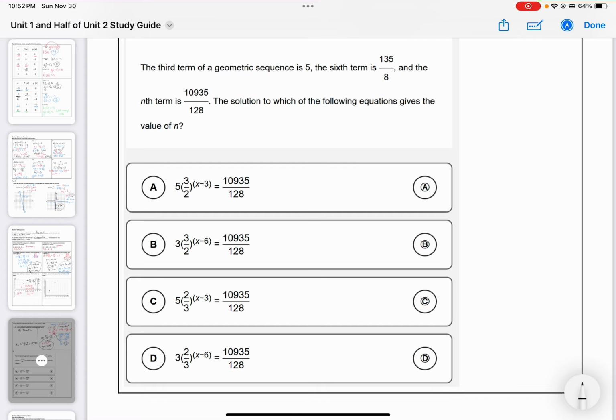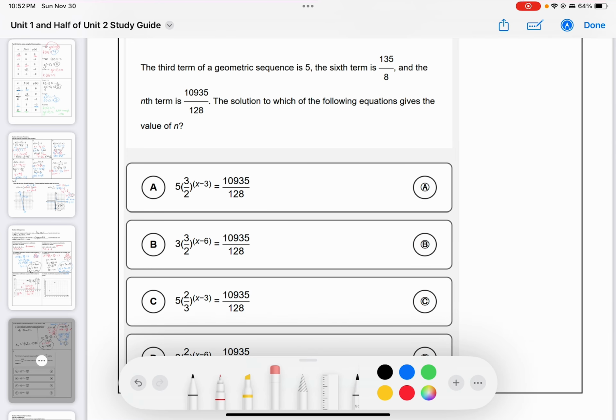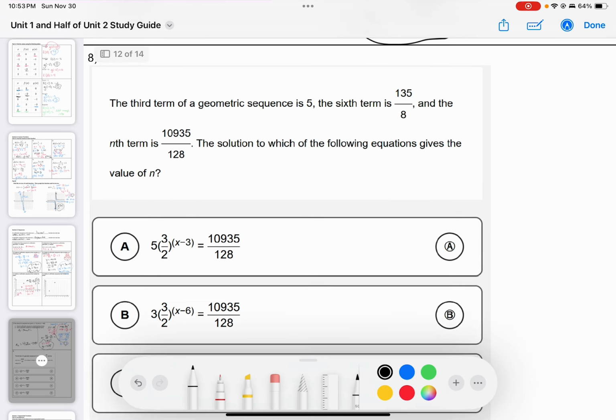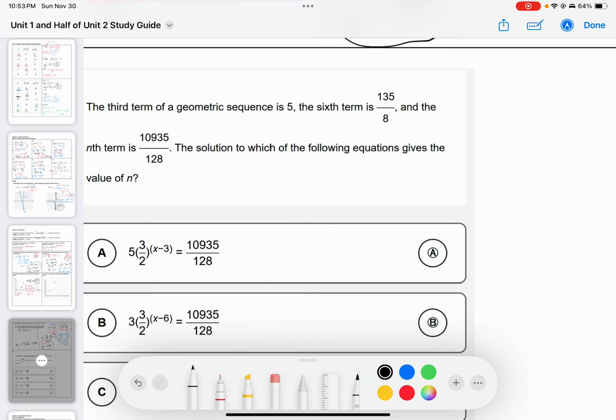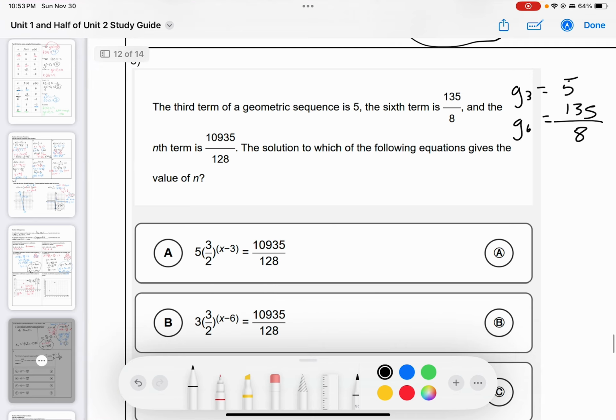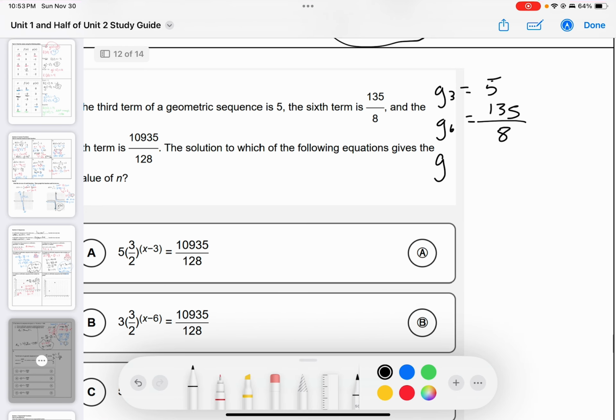The third term of the geometric sequence is 5, and the sixth term is 135 over 8. So we could say g of 3 is equal to 5. The sixth term, g of 6, is equal to 135 over 8. So what term, g of x, equals this number? That's essentially what we're getting at here.